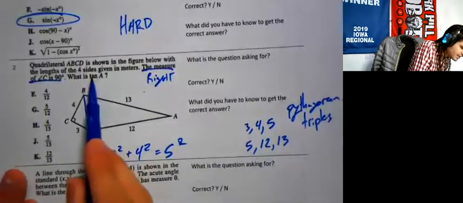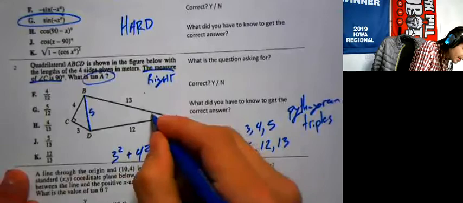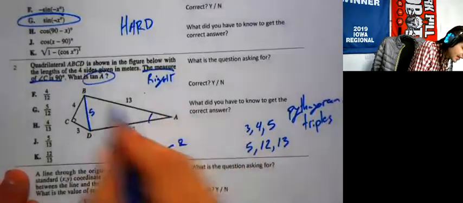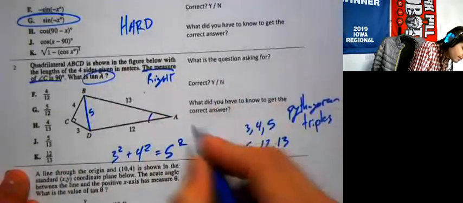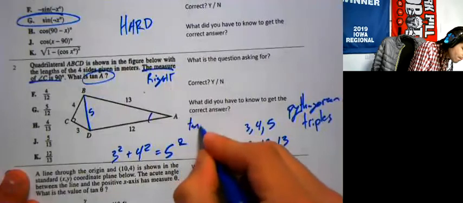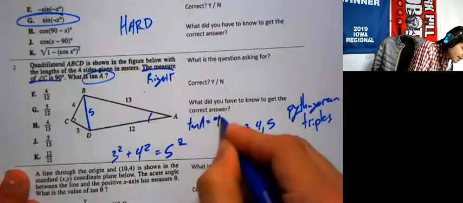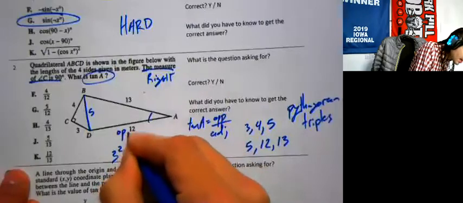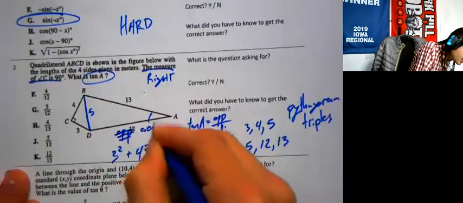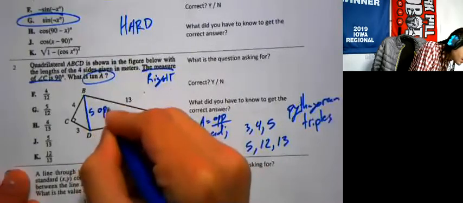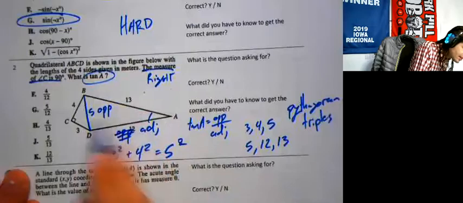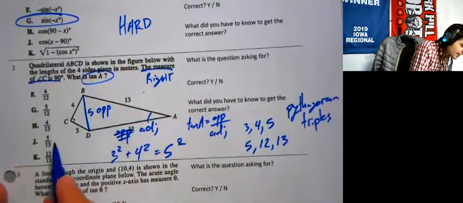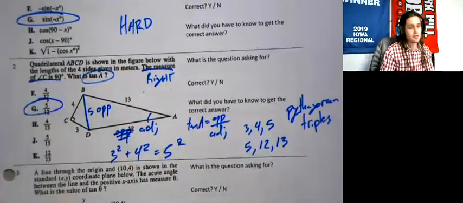So it asks, what is tan A? Well, here's A right here. What's tan? Tangent equals opposite over adjacent. 12 is the opposite side. Check that. 12 is the adjacent side. 5 is the opposite side. Opposite over adjacent, 5 over 12. Answer there is G. Almost messed up opposite and adjacent there.